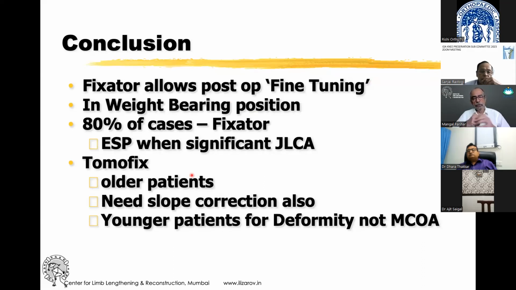So in conclusion, for me, the fixator really allows a lot of post-operative fine-tuning in the weight-bearing position. And this to me is even more important the younger the patient, to get that angle just right. Because I certainly don't want to make a mistake in undercorrection, but with overcorrection also patients are not very happy. And especially when there is a significant JLCA, that will tend to throw off your calculations a fair bit.